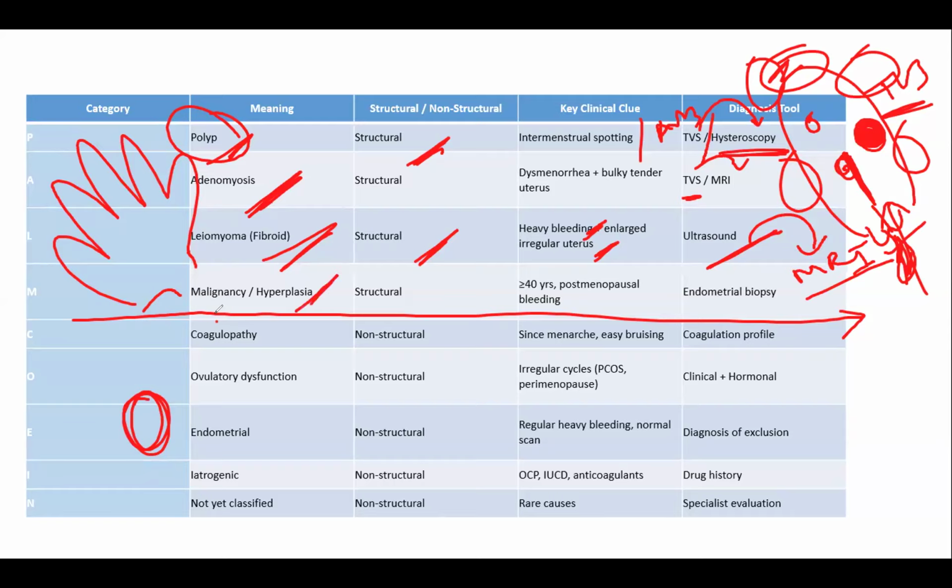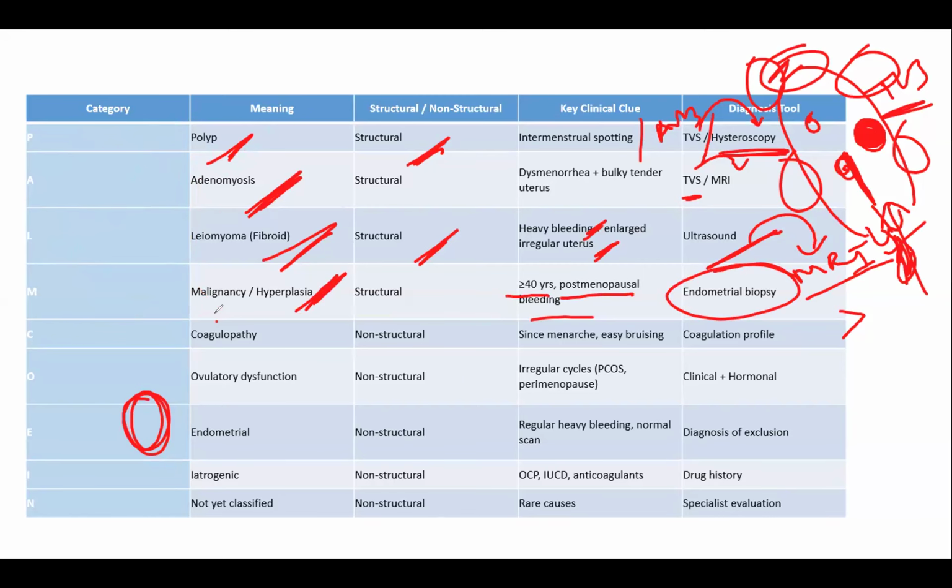the fourth one is malignancy, which is a structural abnormality. So any hyperplasia, malignancy, any patient more than 40 years with heavy menstrual bleeding, check the endometrial thickness, assess the endometrium, go for endometrial biopsy. Even if it is a postmenopausal lady bleeding, you have to go with an endometrial biopsy. So these are all about PALM. Got it? PALM means only structural abnormalities.